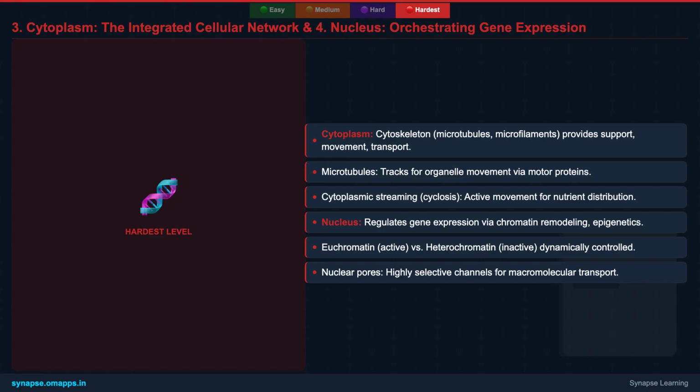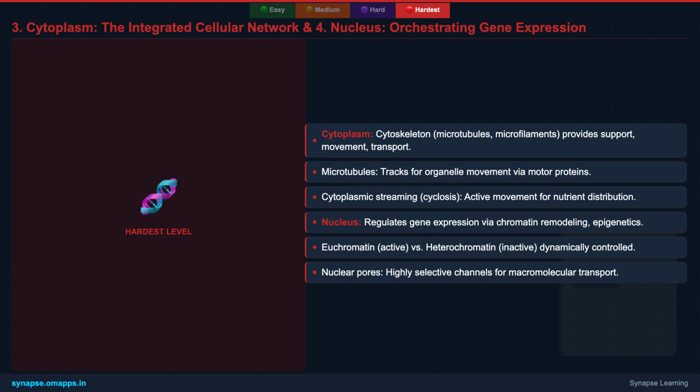This intricate cytoplasmic network is vital for coordinating cellular processes, maintaining internal organization, and enabling diverse cellular functions, from nutrient transport to cell migration, showcasing a finely tuned biological machinery. The nucleus, the cell's genetic command center, orchestrates gene expression through sophisticated mechanisms. Chromatin, the DNA-protein complex, exists in transcriptionally active euchromatin and inactive heterochromatin, with its state dynamically regulated by epigenetic modifications like histone acetylation and DNA methylation.